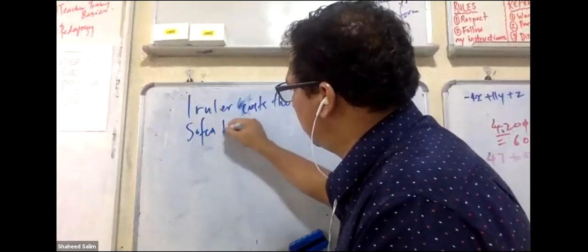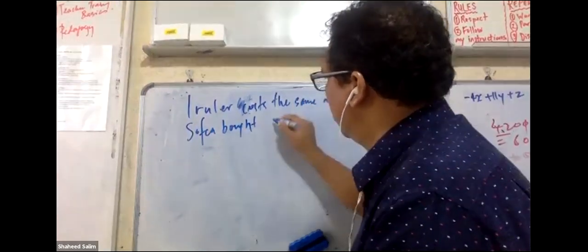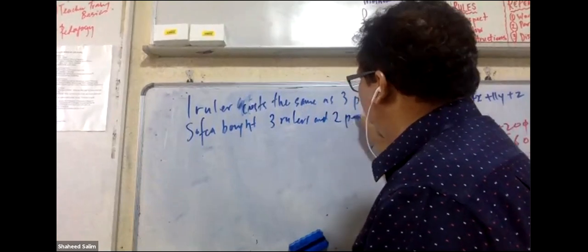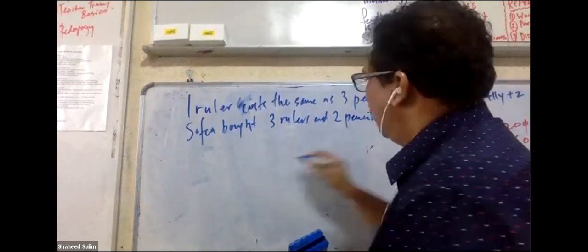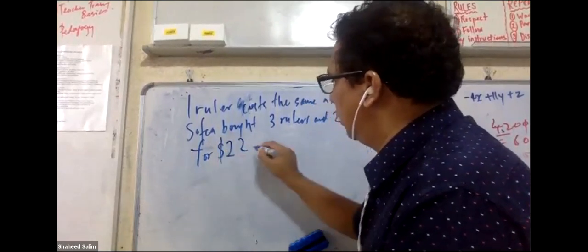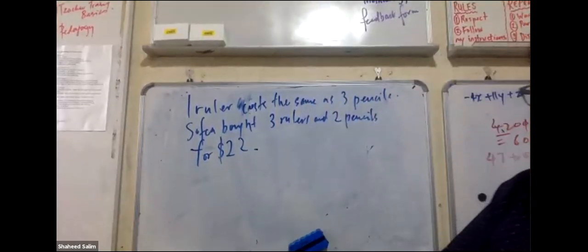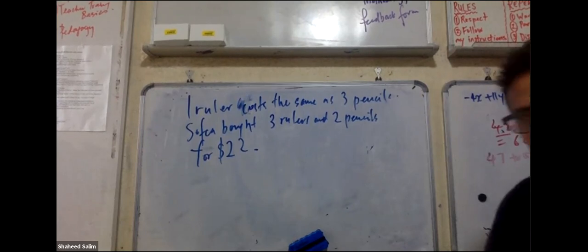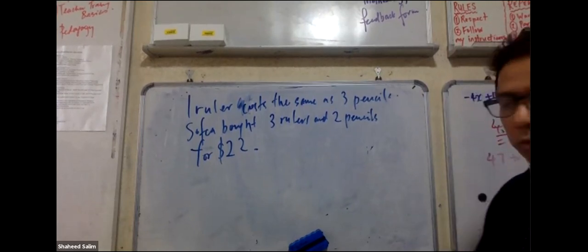One ruler costs the same as 3 pencils. Sophia bought 3 rulers and 2 pencils for $22. Find the cost of 1 pencil. You can draw the model if you want to.